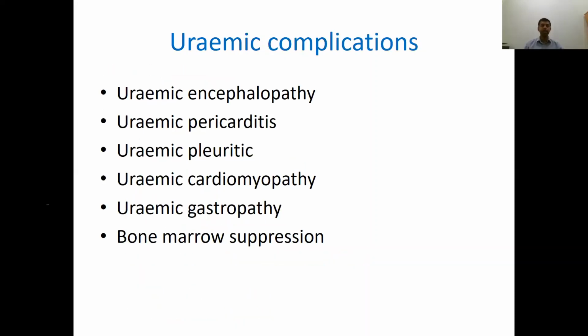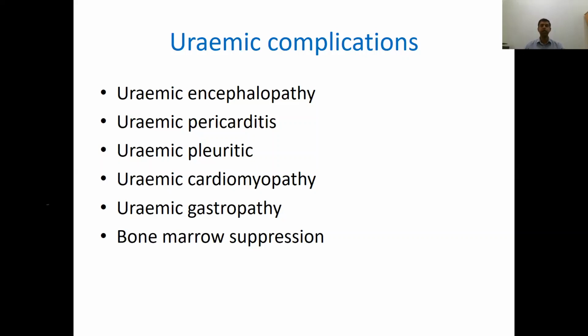So just to highlight a few things, uremic complications. Uremic complications occur when your kidney function is low and the kidneys are unable to excrete all the toxins, so you start building up these toxins in your body, and they give rise to complications. When this affects the brain, you call it encephalopathy.